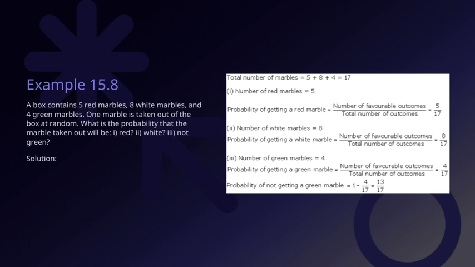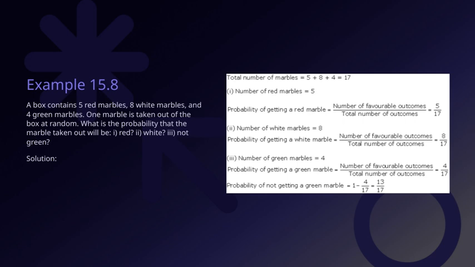Since there are 5 red marbles, the probability is 5 out of 17, or 5 over 17. Next, for part 2, the probability of drawing a white marble. There are 8 white marbles, so that probability is 8 over 17.